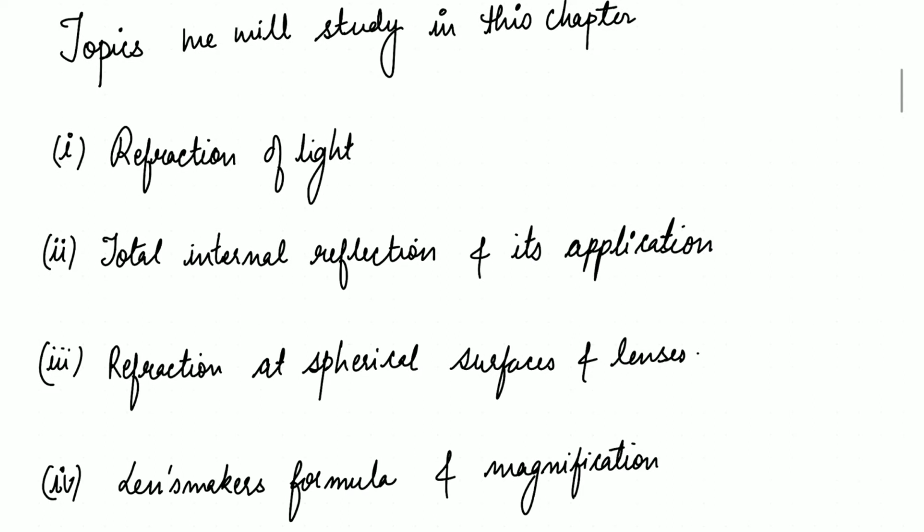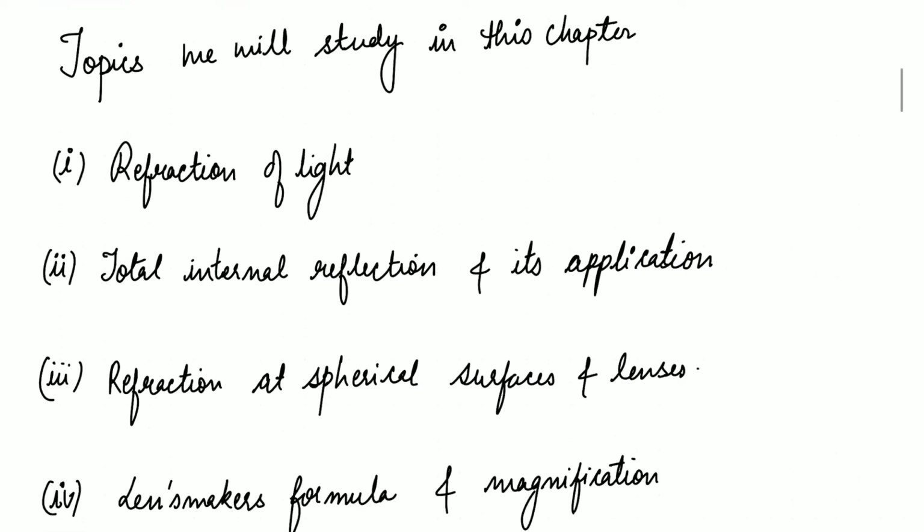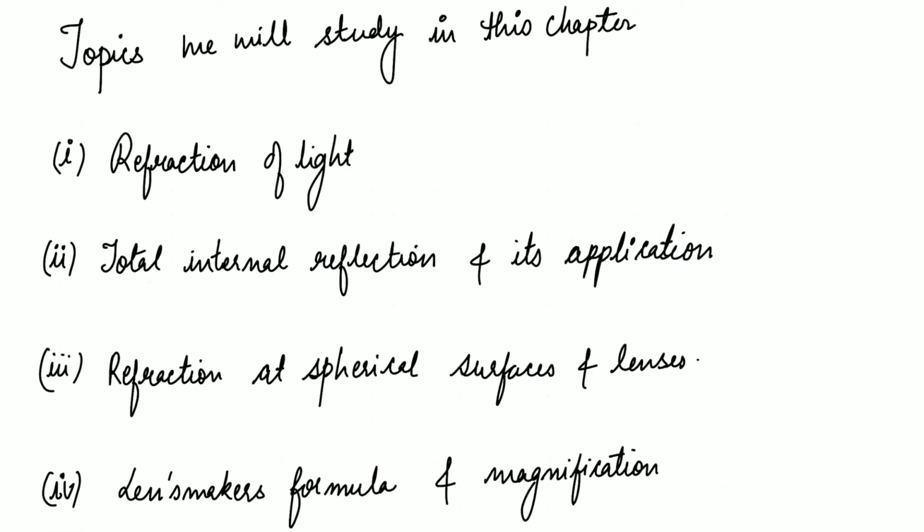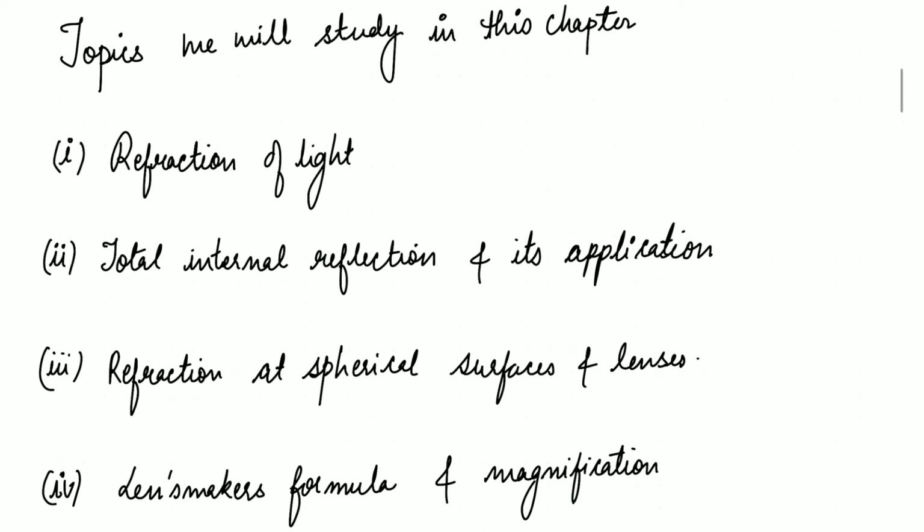First of all, let's discuss what topics we're going to study in this particular chapter. There is an entire topic of reflection which has been deleted by CBSE for this academic year. It is a very big topic which has been cut out from this year's syllabus. Actually it was cut out last year also, but this year also it is not there. So we will start with refraction of light. That is our first topic.